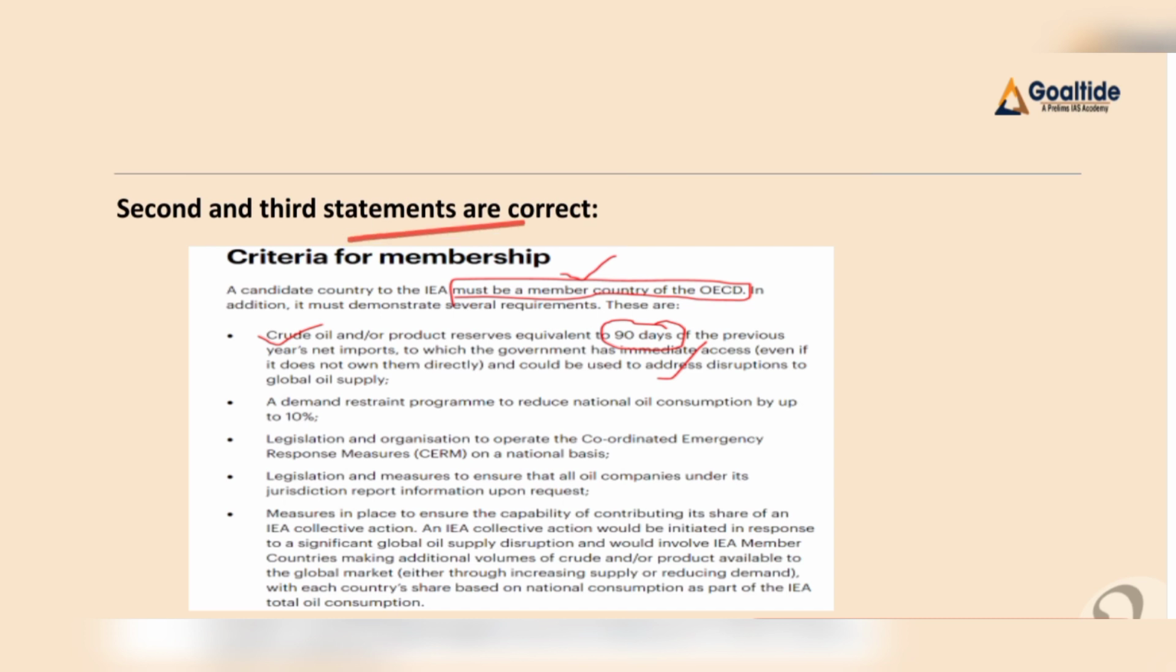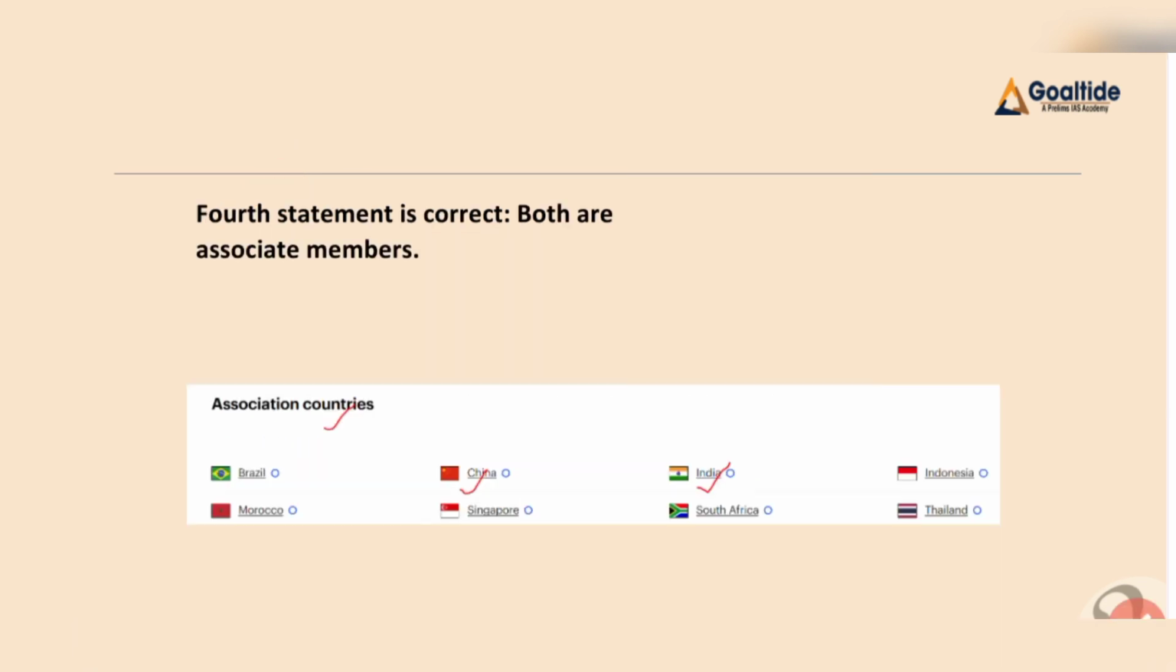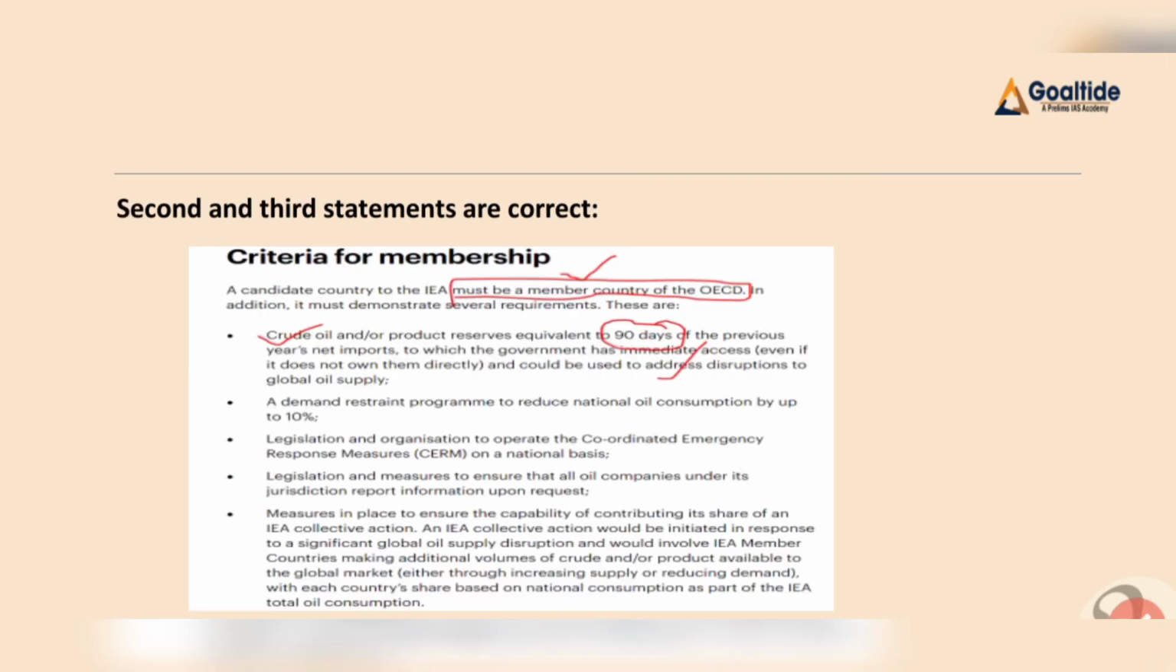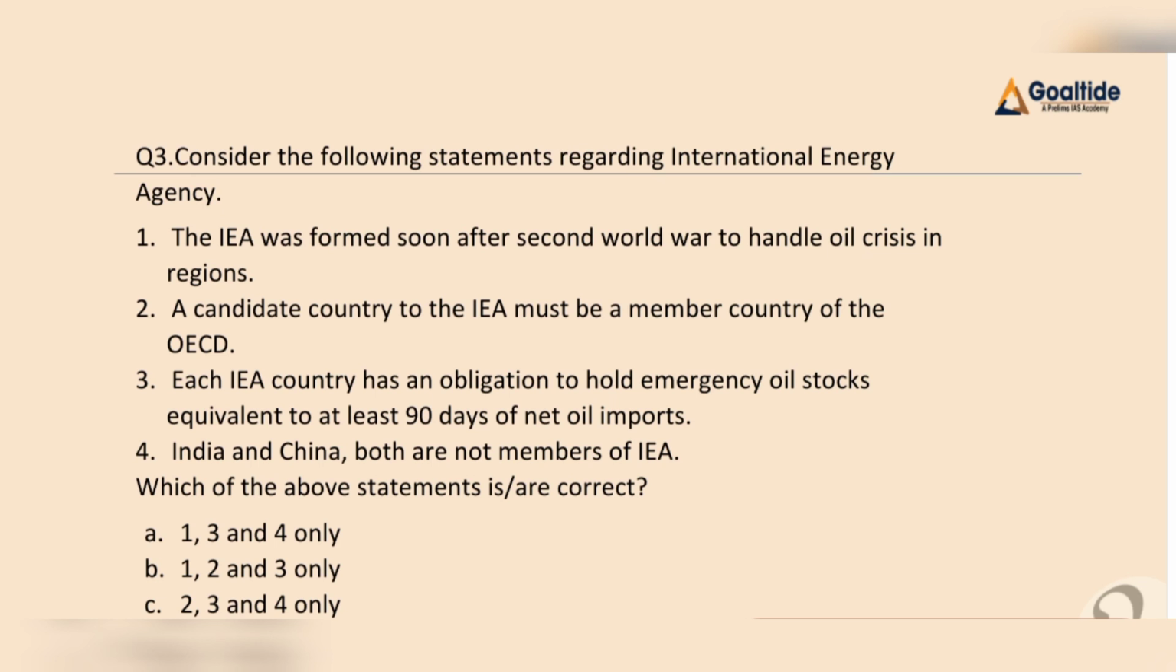Here we have lot of criteria for membership of International Energy Agency, but only we require is two criteria to remember for UPSC. First one, that is a country to become member of International Energy Agency have to be OECD membership, and second criteria, that is the member nation required 90-day oil stock, right? Hence we can say our second and third statement are correct one. Now our fourth statement that is also correct, because India and China are not full member, they are just associate member, right? So here we can say our final answer will be C, that is 2, 3 and 4 only.